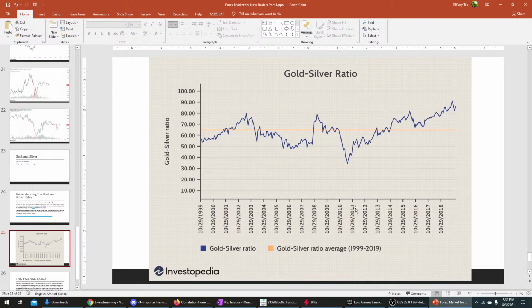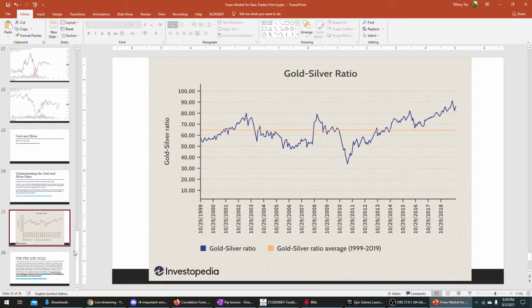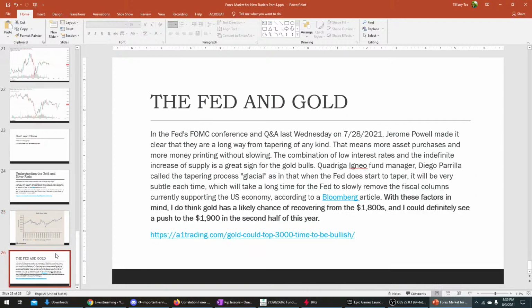You can see how correlated it is. 40 is the lowest, so you can buy gold there. Right now it's going higher, so pretty much I think it's saying gold and silver are pretty cheap.